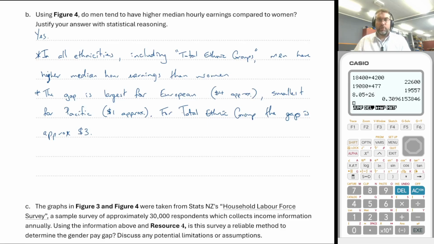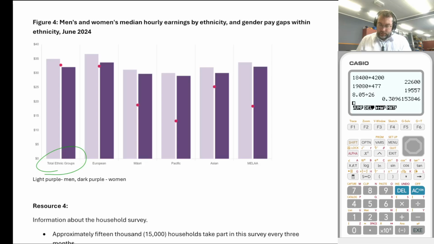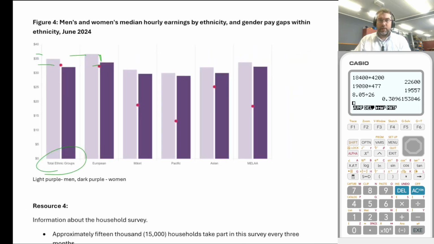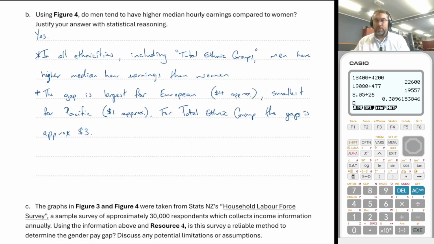The first one is basically an overall statement saying that in all the ethnicities, men have a higher median hourly earnings than women. And then I've looked at the ethnicities individually, and I've said that I believe that the European gap here is biggest, and I've just estimated looking over here that that's about $4. And then I've looked at the Pacific one, and said that looks the smallest there. And looking over the scale there, I think that's about $1. So those are just estimated values.